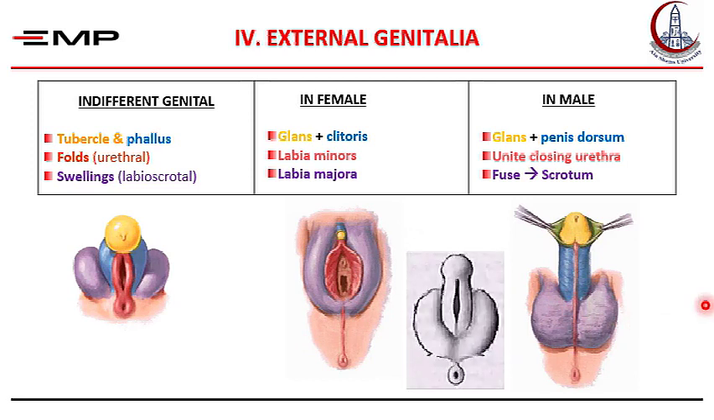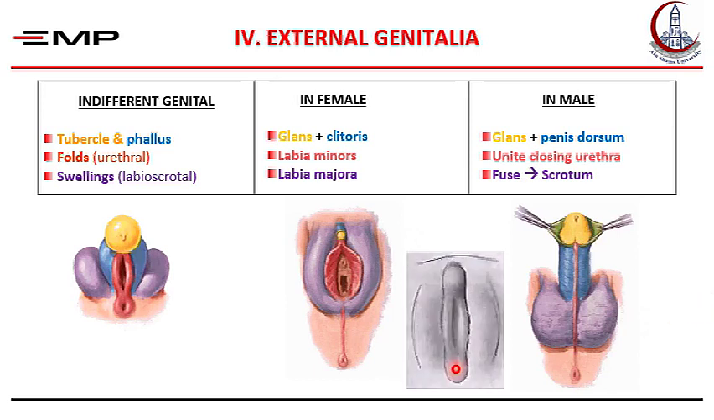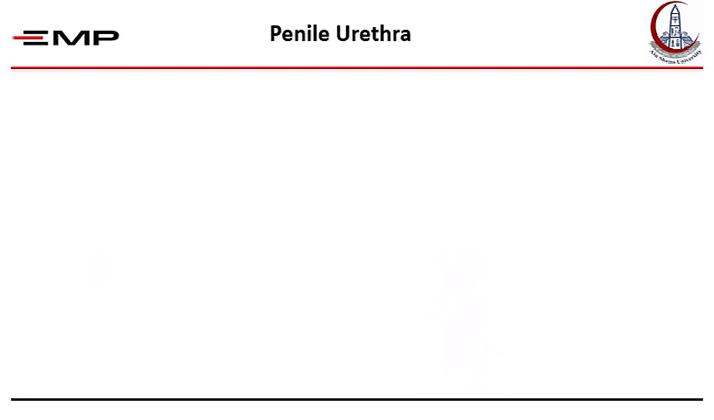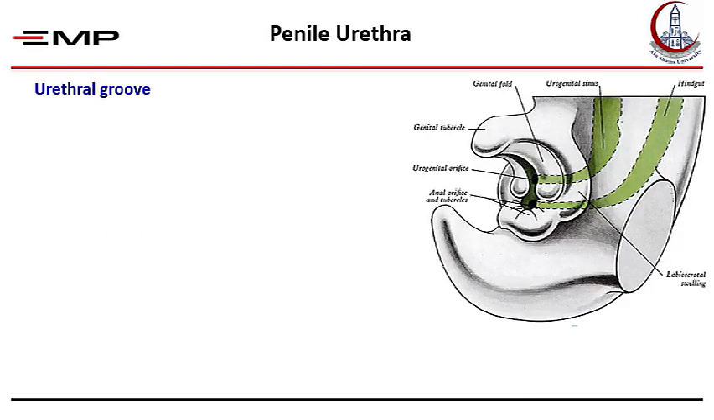Okay, this is an animation to show the closure of the urethral groove from the bottom. As a matter of fact, the formation of the urethral groove is a bit more complicated than this. At first, there is a primary urethral groove here between the two urethral folds, genital folds. This is the phallus and the glans, and these are the scrotal swellings.